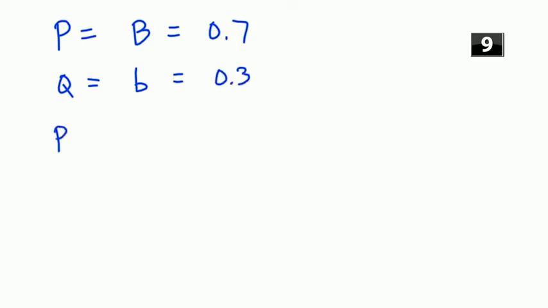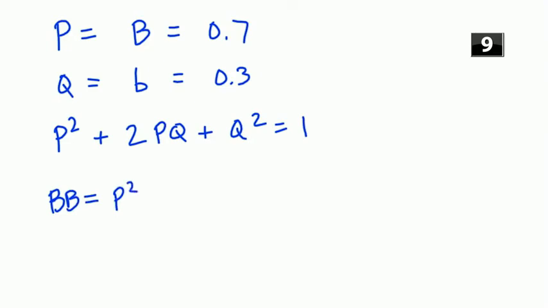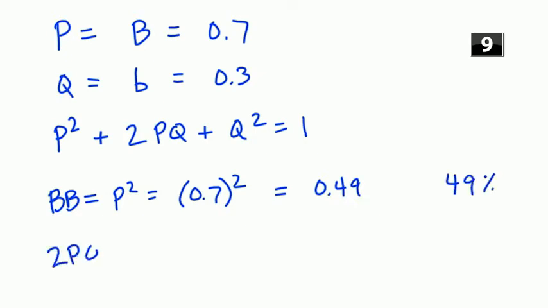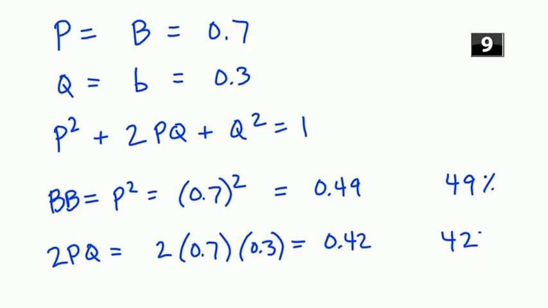Then you use the other equation, p squared plus 2pq plus q squared equals 1. You basically just plug the numbers in. So the frequency of the big B, big B is going to be 0.7 squared, and that's 0.49 or 49%. And then the frequency of the heterozygote big B little b is 2 times 0.7 times 0.3, and that's 0.42, 42%. So that's it. That's really as complicated as it gets for Hardy-Weinberg for Step 1.